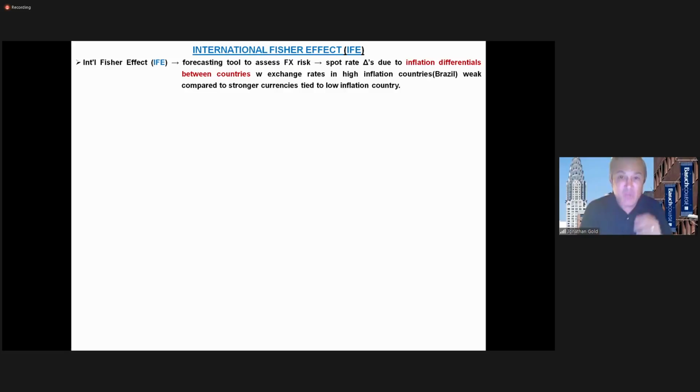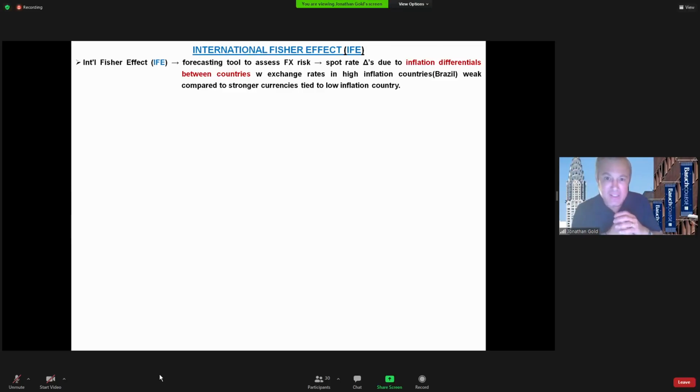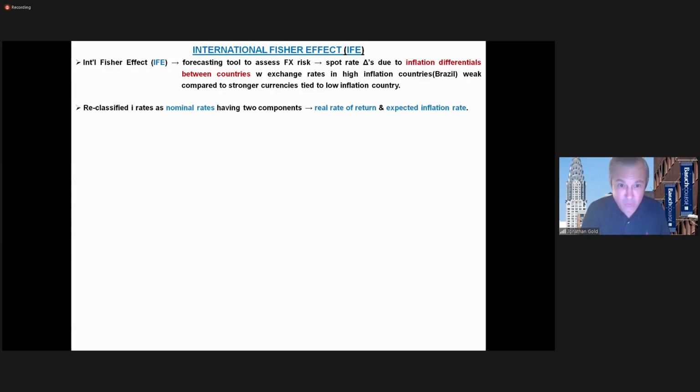He reclassified interest rates as what? As nominal rates that have two components. Does anyone know what those two components are? There's a real rate of return, and yes, thank you. I kind of gave the answer, but I was waiting for you like a teammate. We did it together. So the nominal rate has a real rate of return plus an inflation rate. So if the nominal rate that you're getting at the bank is 3% and the inflation rate is 2%, that means you're really only earning 1%. Okay? So the real rate of return plus your expected inflation rate.